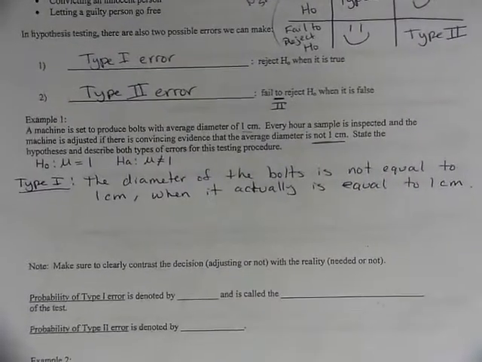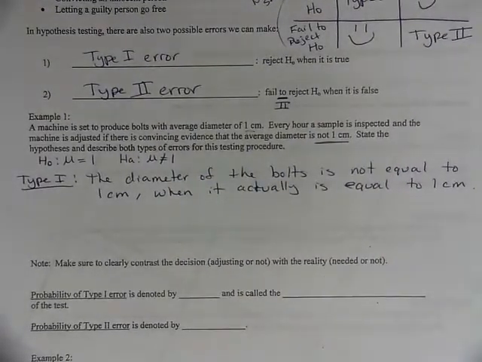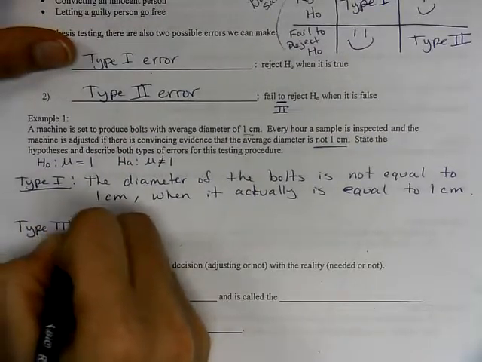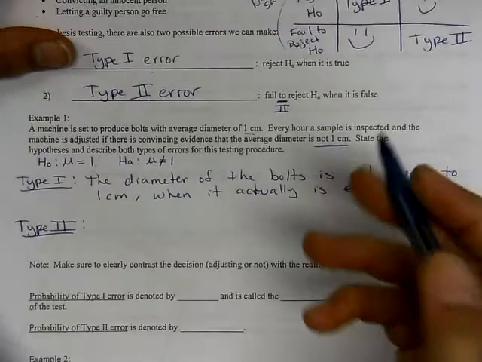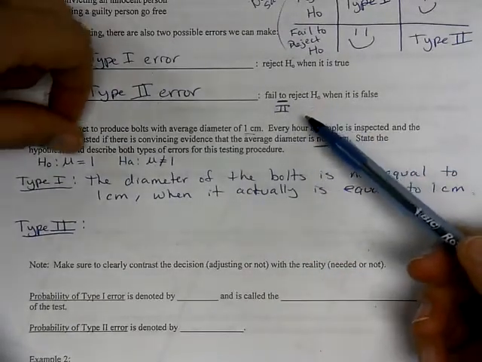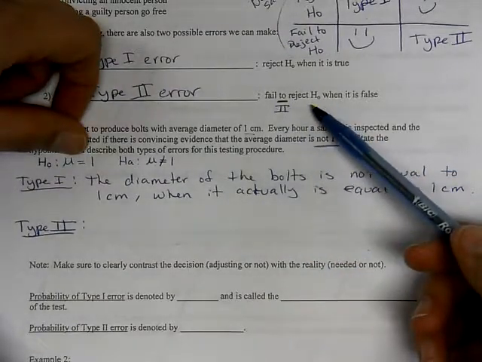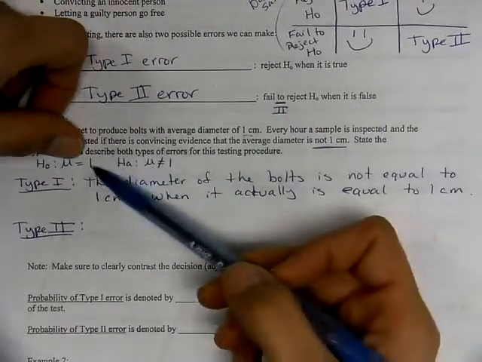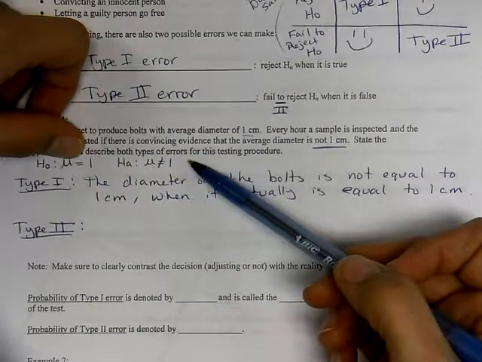That's why it takes a minute. I always have to think about it. Type 2 is the opposite. So we fail to reject the null hypothesis when it's false. Now this one's like a double negative. So you're basically saying this is true when it's not.